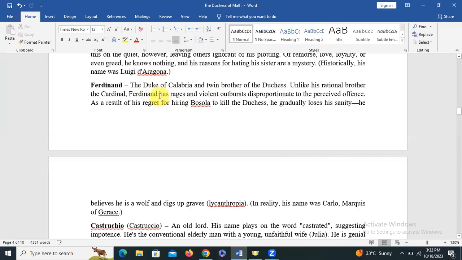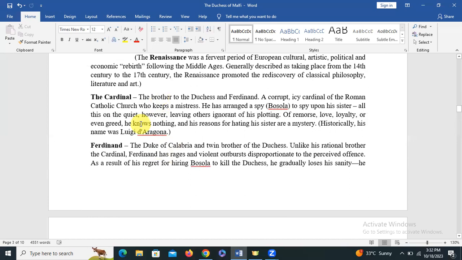Okay. Then there's Ferdinand, the Duke of Calabria, and twin brother of the Duchess. Ferdinand was the Duke of Calabria, and the Duchess's other brother served in the Catholic Church, and he was the twin brother of the Duchess. Unlike his rational brother, the Cardinal, Ferdinand has rages and violent outbursts disproportionate to the perceived offense.